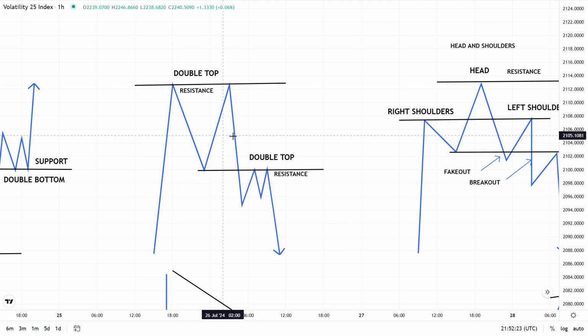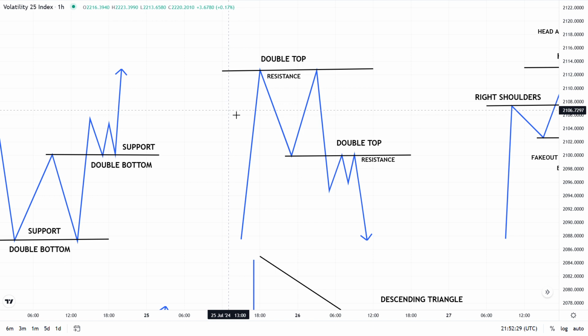You want to wait for a reversal. The reversal forms the pattern. So what is the catch? You want to wait for these patterns at your key levels. Most especially, this is double top, double bottom. It always forms at key levels.